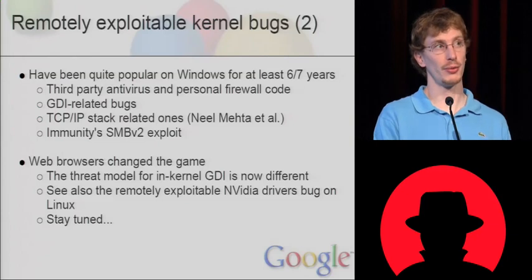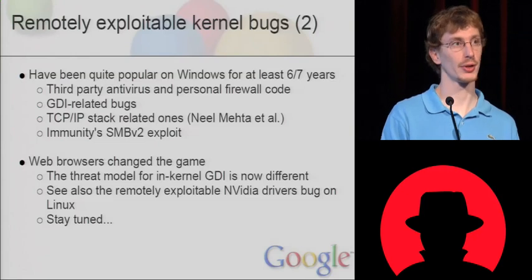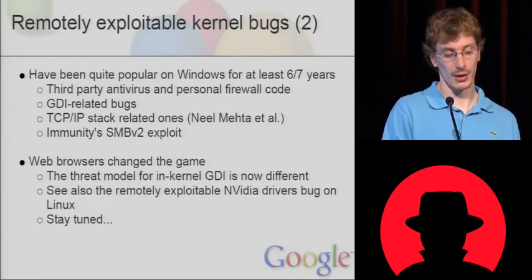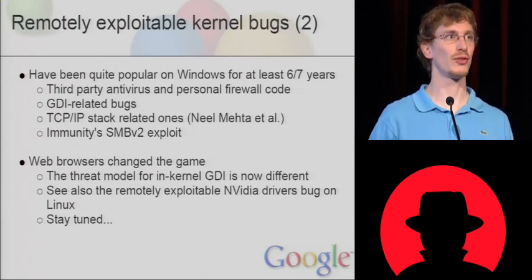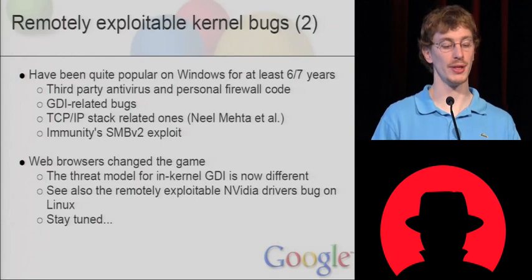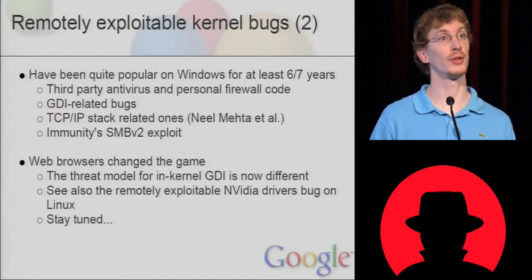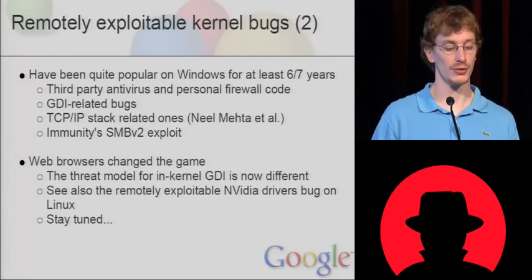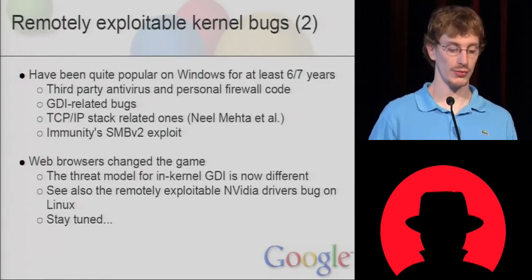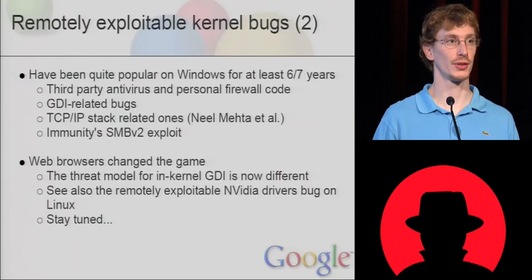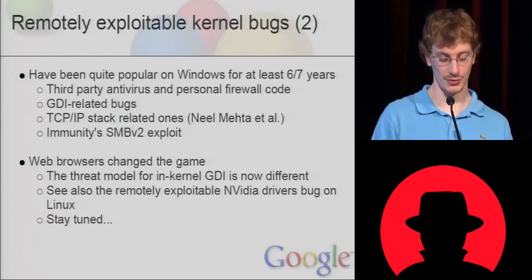But the web browsers are really what are changing the game now, because surprisingly, they do expose kernel attack surface remotely. For instance, through GDI. And it's something that we've also seen on Linux. For instance, there has been a remotely exploitable bug in NVIDIA drivers that you could actually exploit through a web browser. And the reason for that, and Tavis will talk a little bit more about it later, is that we have tons of new features coming to the browser, such as web fonts and WebGL, and so this exposes a lot of kernel attack surface remotely.